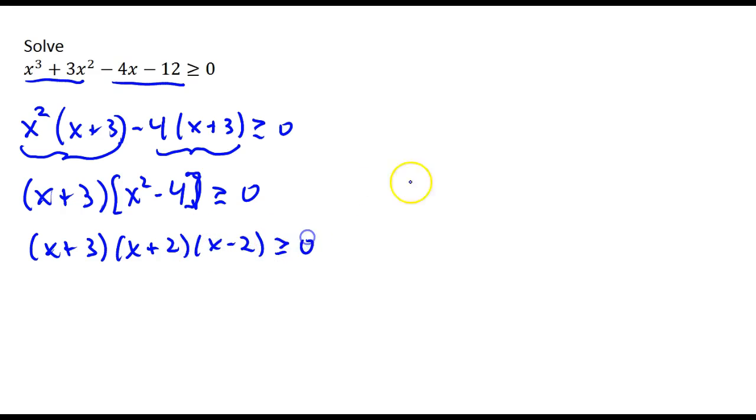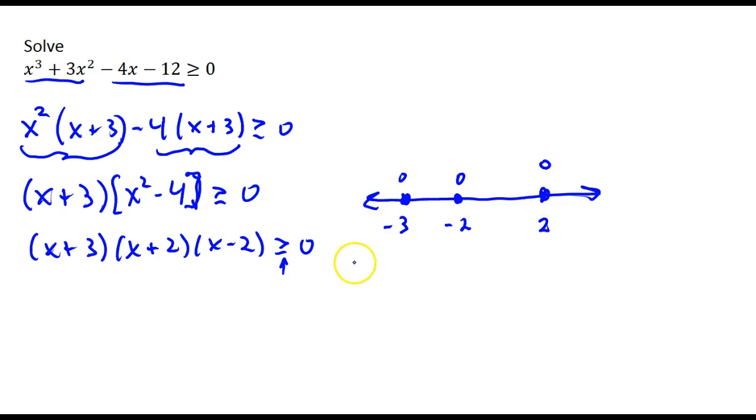And now we're ready to list our critical points on the number line. Okay, the expression equals 0 at -3, and it's okay to equal 0 because it's greater than or equal to. So at -3 I put in a closed circle. At -2 there's another place where it equals 0. And at +2 there's a place where it equals 0. So this is divided up into 4 regions.